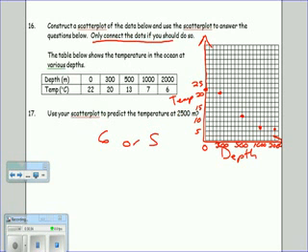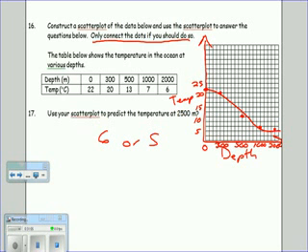The all-important question. Only connect the dots if you should do so. What do y'all think? Should we connect the dots on this? Why? Because there's data in between. If I go down 200 meters, the water's still going to be a certain temperature, isn't it? Yeah. Okay, any questions about that?